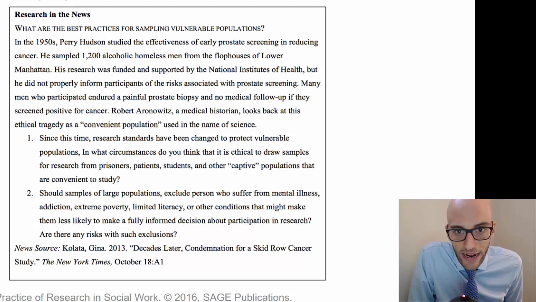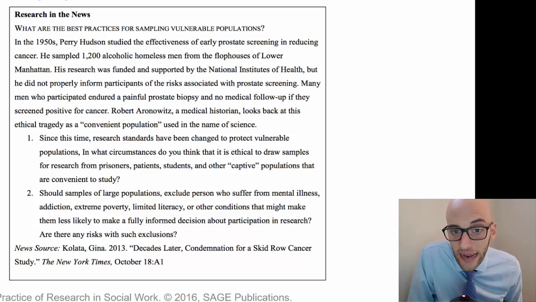Perry Hudson was looking at the effectiveness of prostate screening in reducing cancer. So he sampled homeless alcoholic men in flop houses in Manhattan. But if they did screen positive, he didn't provide any kind of medical follow-up. And the men who did participate often had painful biopsies as well. This was clearly an ethical violation of a convenient sample population used in the name of science.